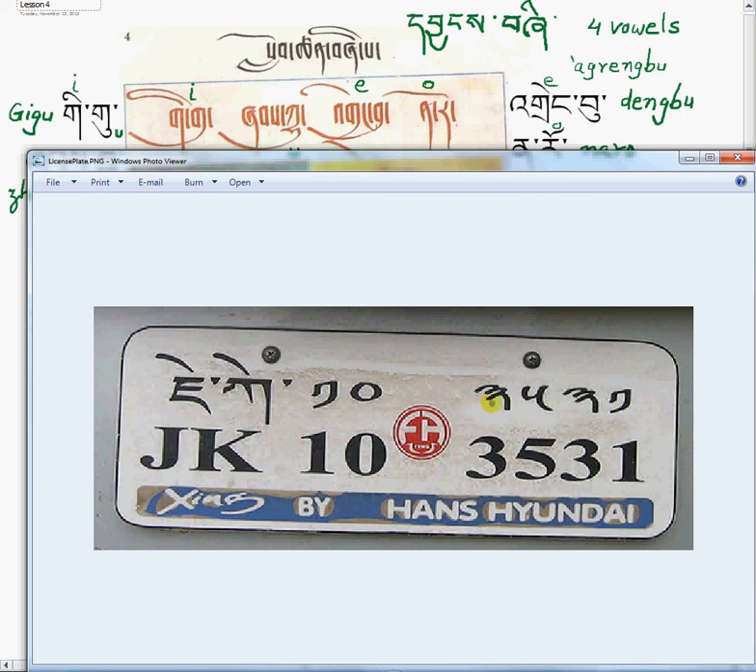So if this is 4,000, this would be Shitong. 5,000, Ngatong. And then same thing here. 500 is Ngagya, 600 is Tukya, Dungya is 700, and so on. And then this is Sumju, right? For 40, that would be Shipju. Ngapju would be 50. Tukju would be 60, and so on. And in the units place, you should remember Jik, Ni, Sum, Shi, 1, 2, 3, 4, right? So that's a license plate from the Kingdom of Bhutan.